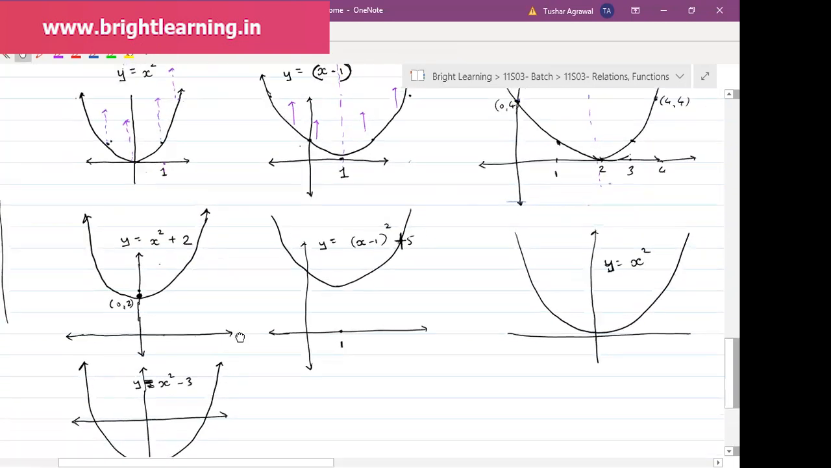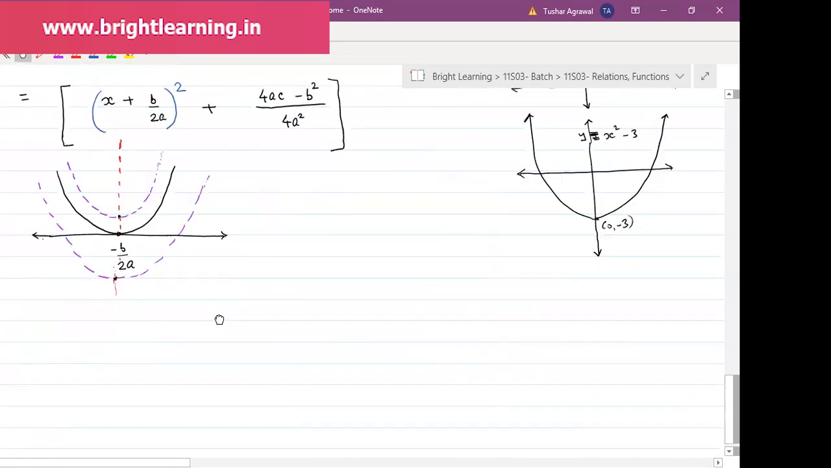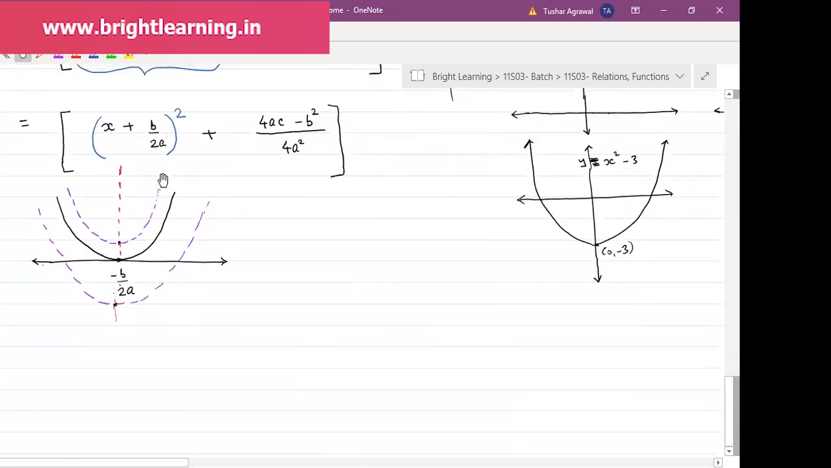Whether you take y equal to x square or x minus 1 whole square or x minus 2 whole square, the graph is symmetrical about that point. So it is (x plus b by 2a) whole square, and the graph is symmetrical about that point. And this whole purple expression that you have drawn, when you multiply it by a, you are only changing the curvature of that U. If a is a positive number, yes, you have changed the curvature.